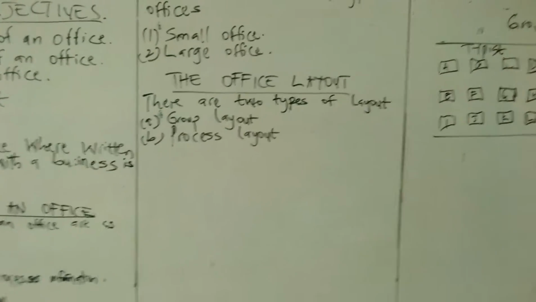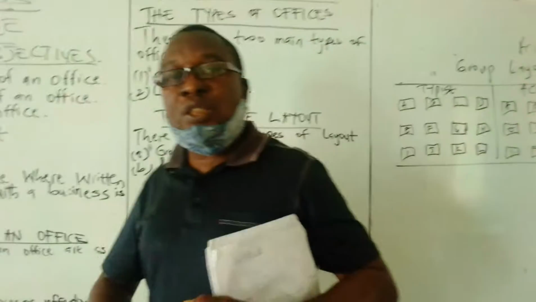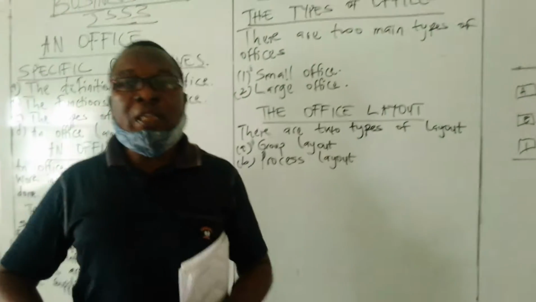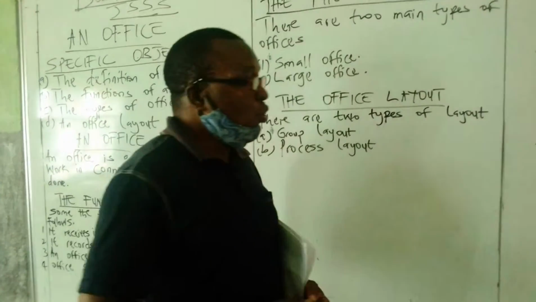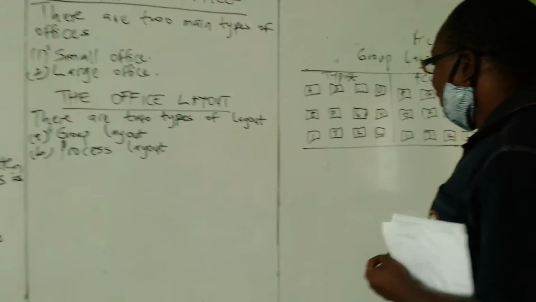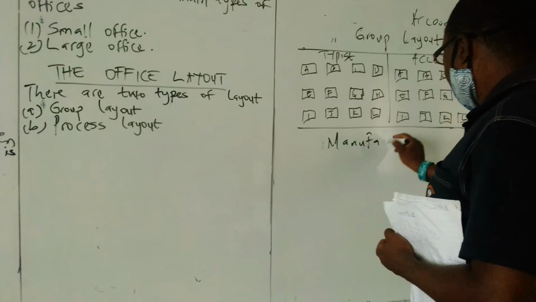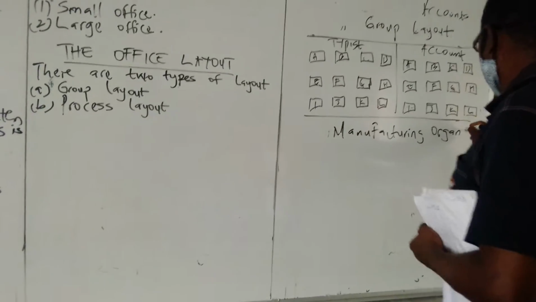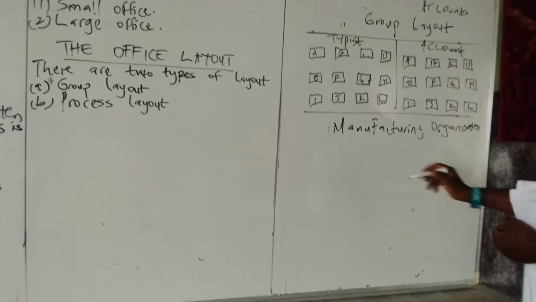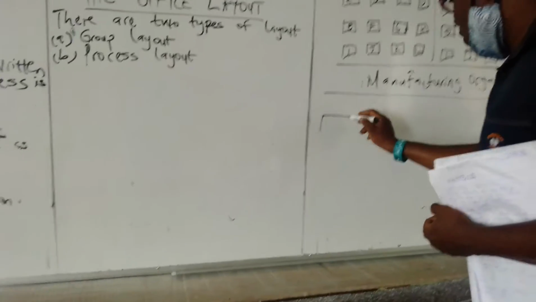In the process layout, the staff are arranged in sequence to the activity of the organization. What do I mean by that? How the work goes. Let's use a production company, for example. In a production factory, a manufacturing company, a manufacturing organization. Now, in that manufacturing organization, you can see that first process, you have the raw material.